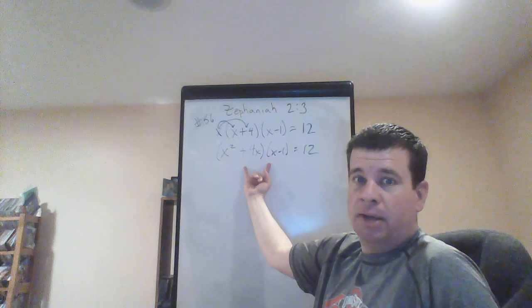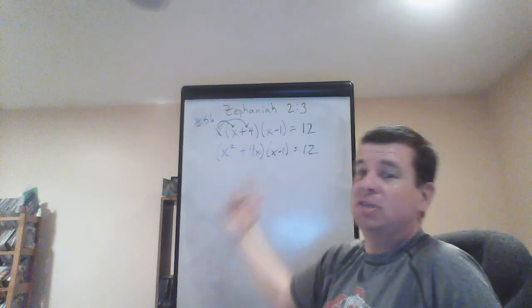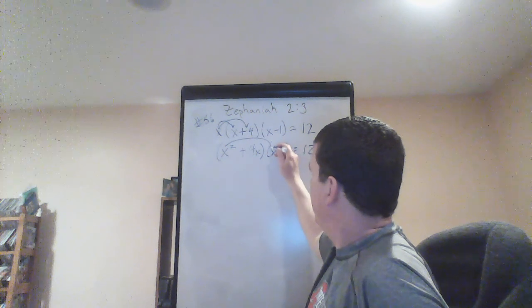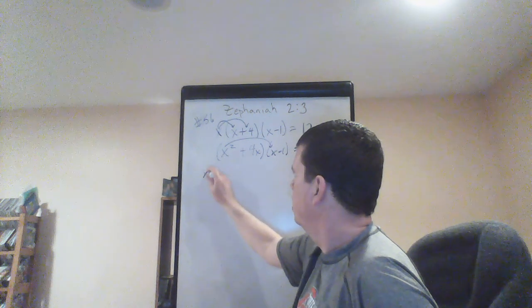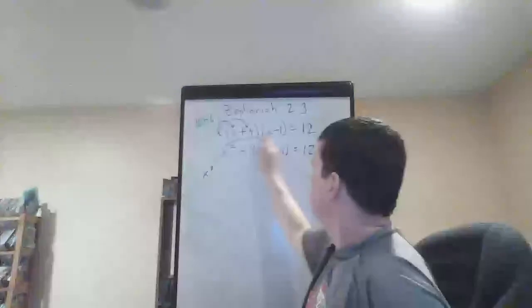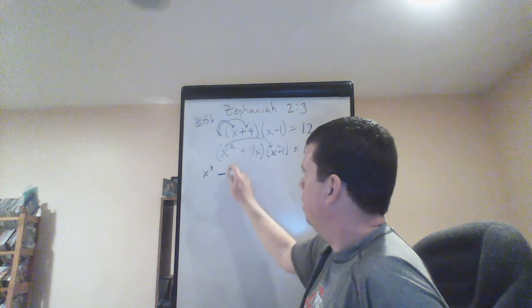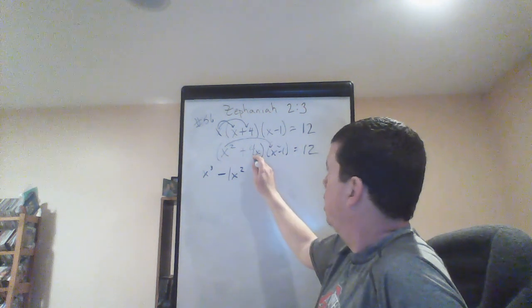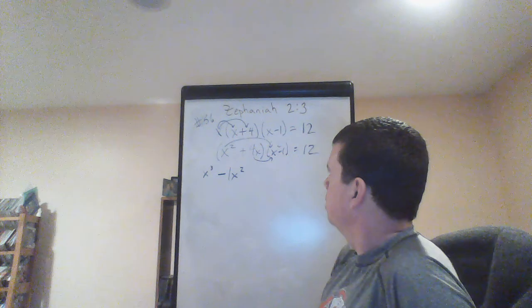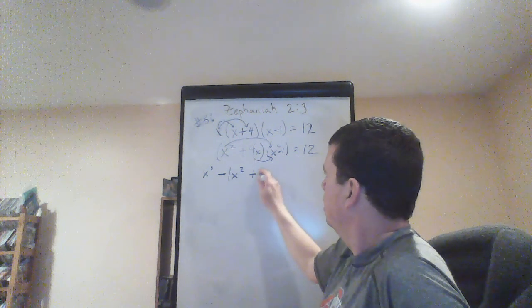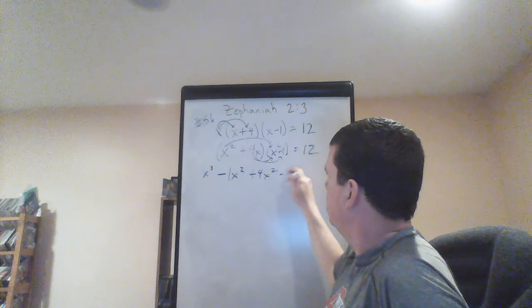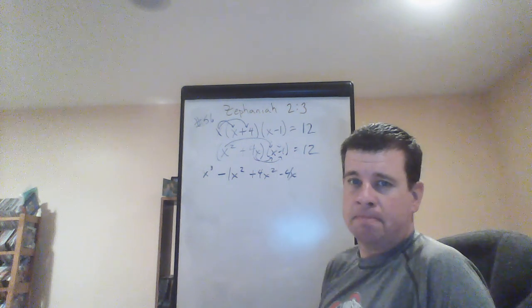Now I'm multiplying two binomials. So this is the double distributive property, all right? So that's what I'm going to do. I'm going to do x squared times x, and that's x cubed. And then x squared times negative 1 is negative 1x squared. Now I'm going to do 4x times both of those. 4x times x is 4x squared, and 4x times negative 1 is negative 4x.